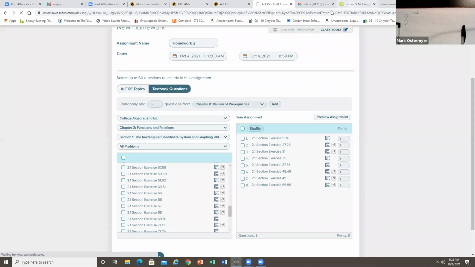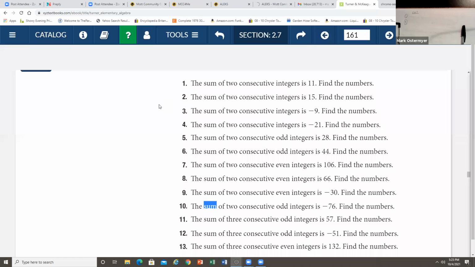What's going on here? Hold on a second. Yeah, try number 1 and 5. Wait a minute. Hold on a second. Sorry about that. Now, number 1 and 5.